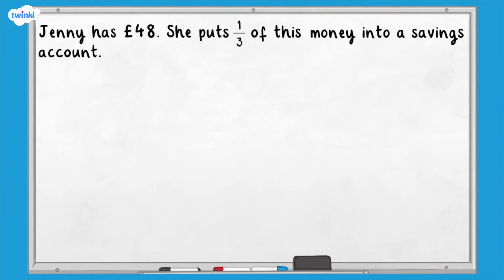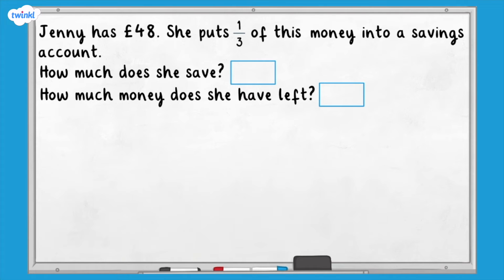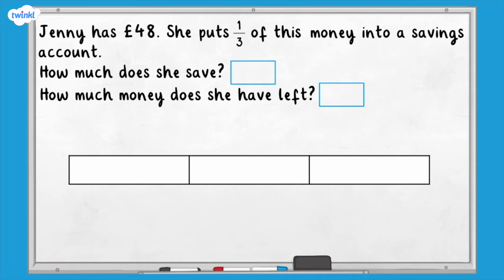Jenny has £48. She puts 1/3 of this money into a savings account. How much does she save? How much money does she have left? To solve this question, we can use a bar model. Let's think about the first part of the question.